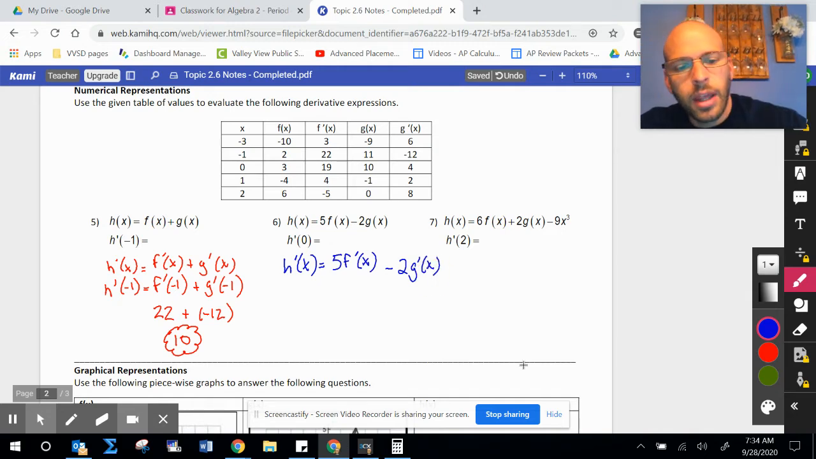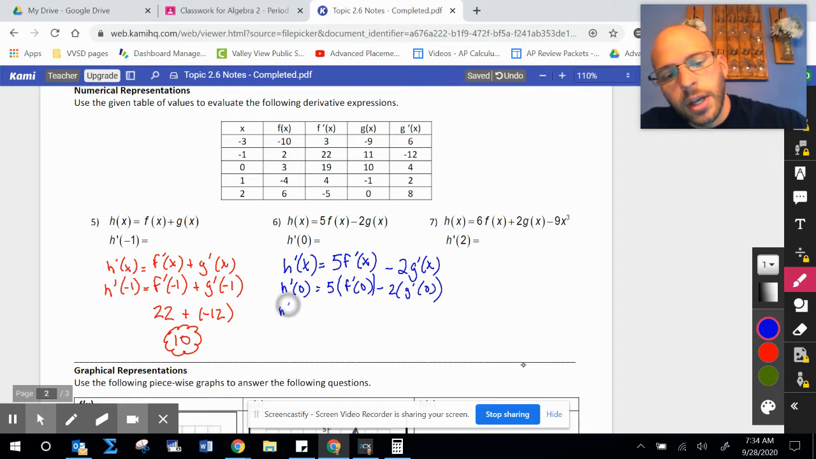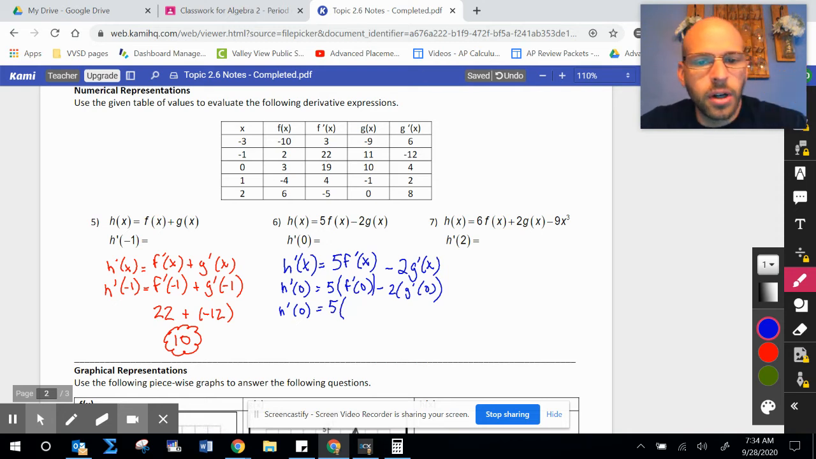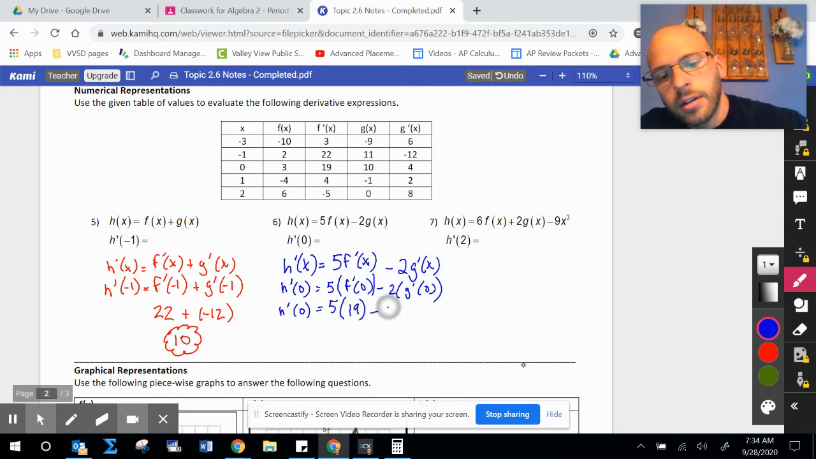of g. And if I want h prime of 0, I'm going to get 5 times f prime of 0 minus 2 times g prime of 0. And I'm going to use my table to find those values. F prime of 0 is 19. G prime of 0 is 4. So what do I get here? I'm going to get 95, I believe, minus 8, which would ultimately be an 87.